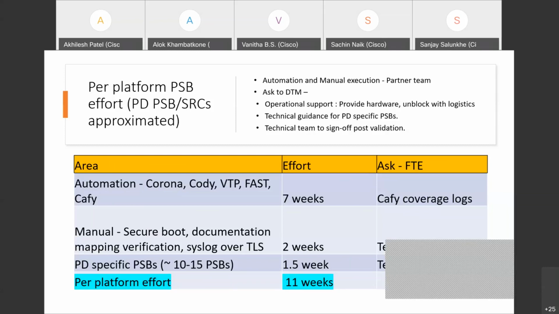Then there will be some PD specific PSPs for each platform. We reviewed 4 platforms. We are yet to review the remaining 12 platforms. It will be around 10 to 15 PSPs. So this execution will take approximately 1.5 weeks of effort. Overall, per platform, making it PSP compliant after the applicable PSP list is there will be around 10 to 11 weeks of effort.